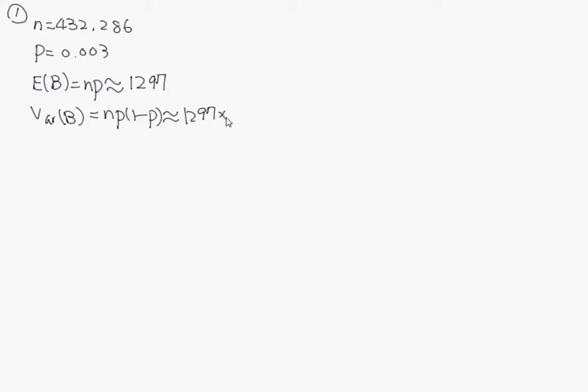1,297 times 0.997, so it is about 1,293. So this is the first part.